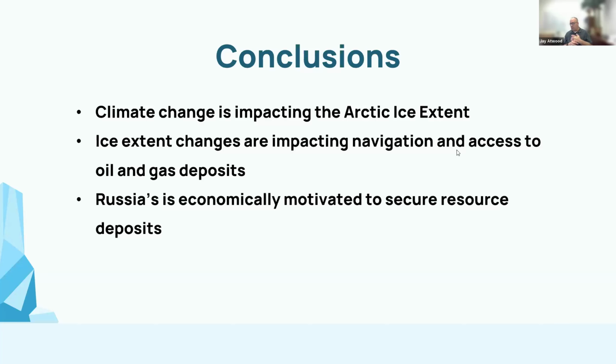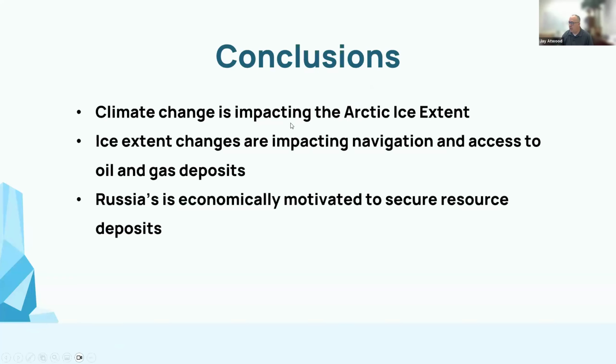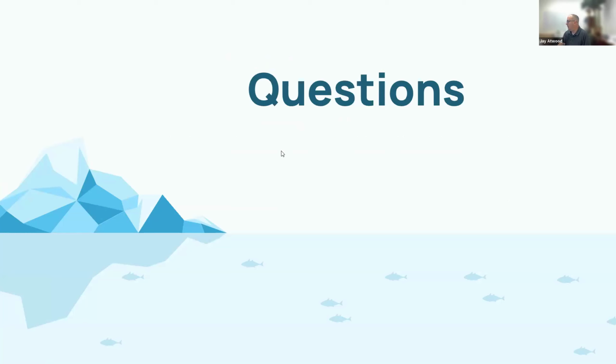Russia is obviously economically motivated to secure these resources because they see NATO expansion as a threat. They're spending a lot of money in Ukraine, so they desperately need that money. And being that they're heavily dependent on natural resources like oil and gas, they're going to take action to secure them. They see increasing their military capabilities in the Arctic as vital to secure these resources and their economic future. That's all I have.